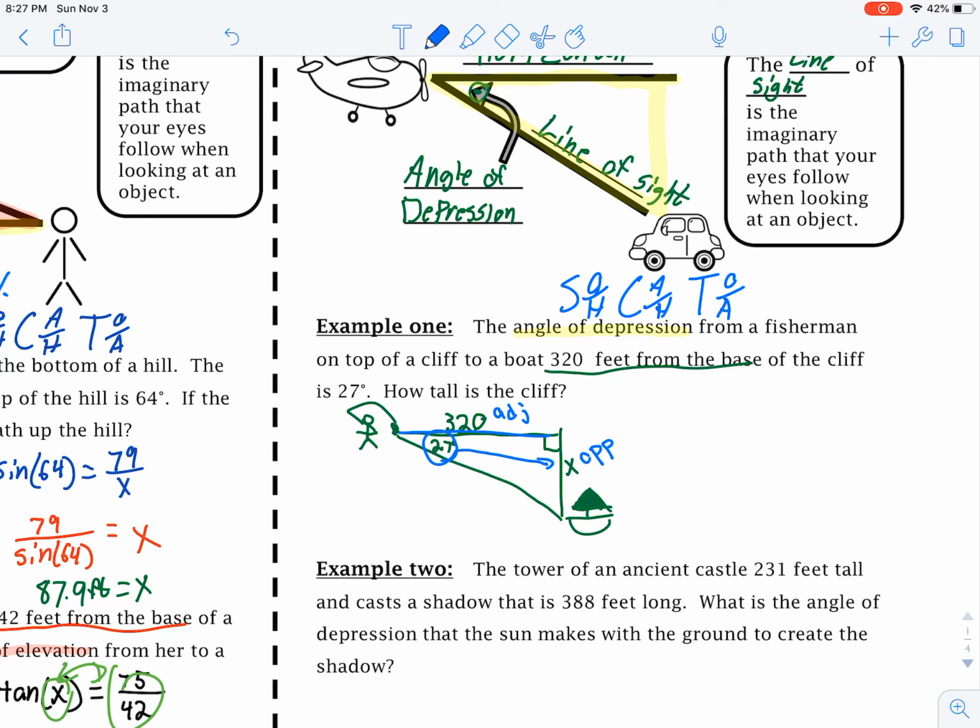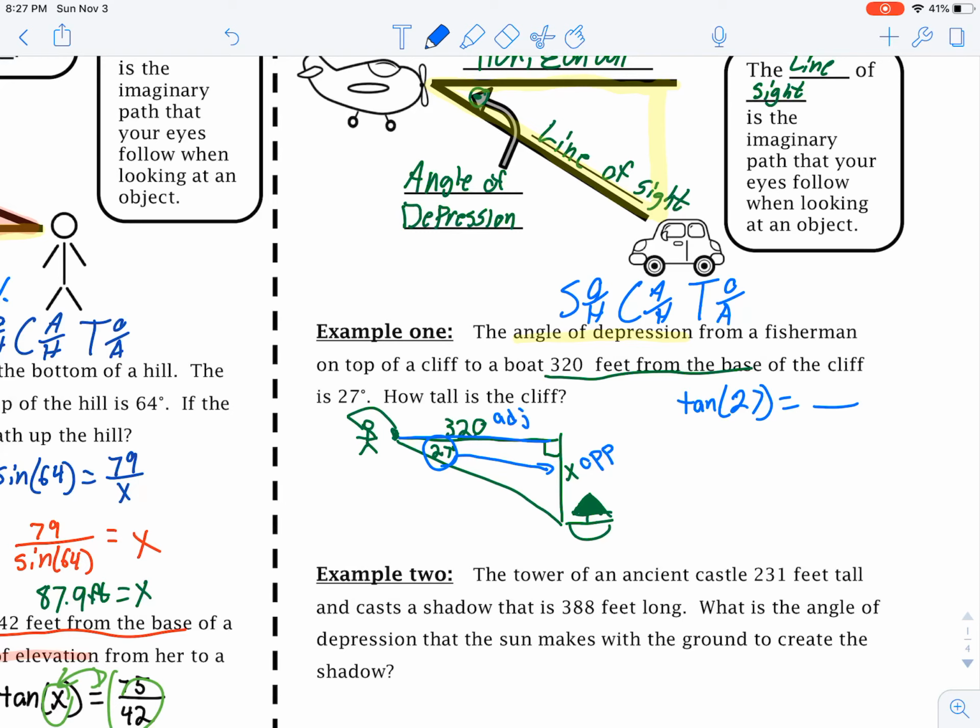SOHCAHTOA. Okay, what do we use? Adjacent and opposite. It's going to be TOA, so we're going to write tangent. So TAN, parentheses. Okay, what's our angle? 27 equals what over what? Okay, well, TOA says opposite is on top, so x is on top, and then 320 is going to be on the bottom.